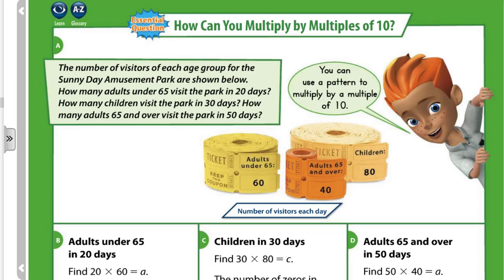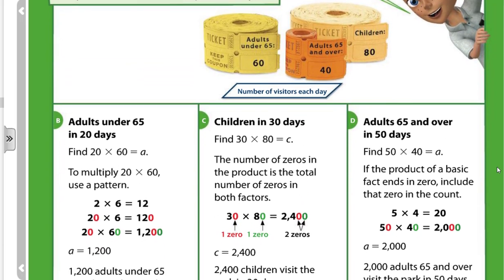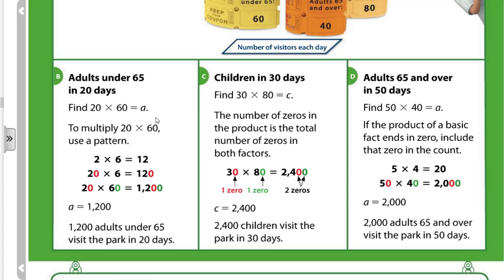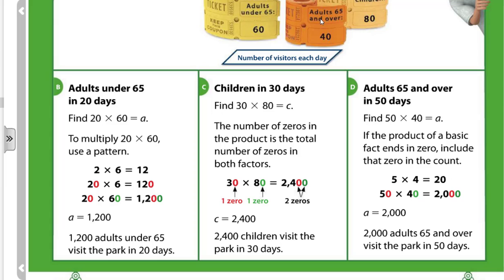So for the first one, please do not use your mics. For the first one, we will multiply 20 days, and the number of tickets for adults under 65 is 60. Okay, and we need to find the answer to this. So A here, this letter A, is something we call unknown, something we need to find. So what we need to find is 20 multiplied by 60.